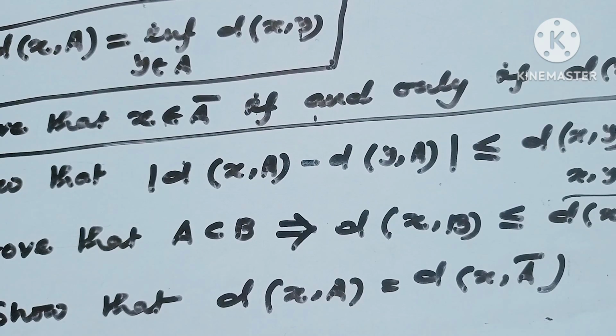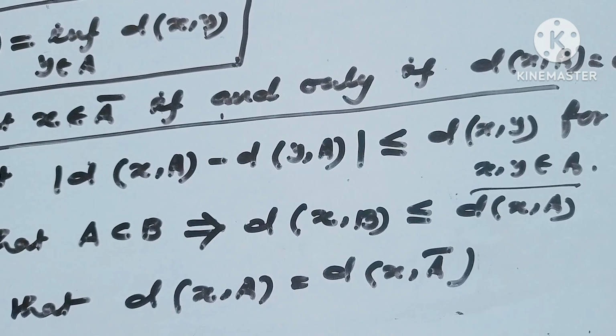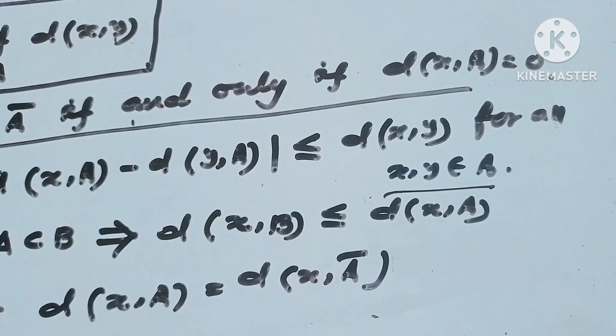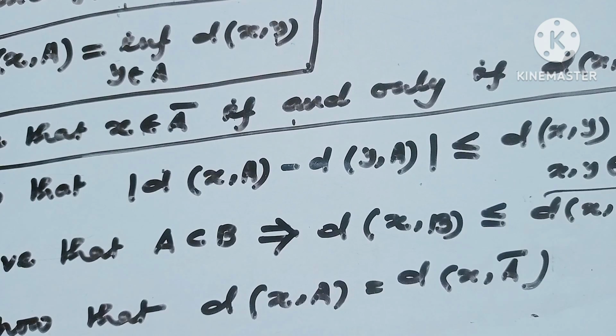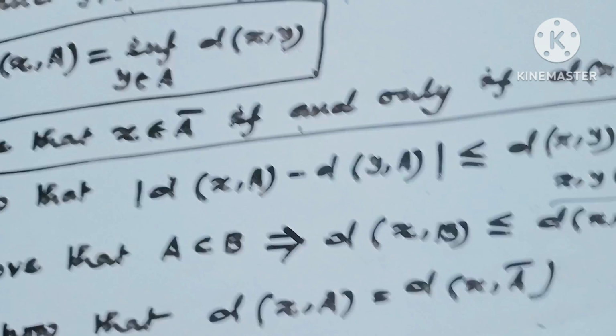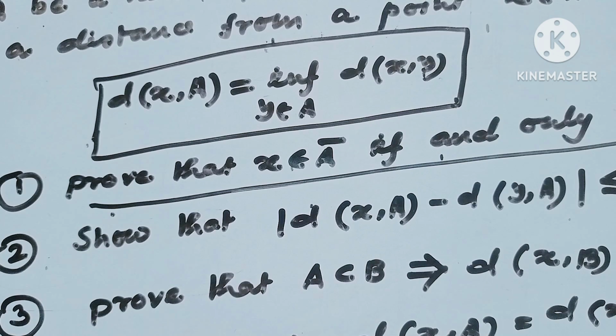Show that the distance between x and the set A minus the distance between y and the set A, the absolute value, is less than or equal to the distance between x and y, for all x, y. This is also a very easy type. Since the distance between x and A means infimum over y belongs to A of d of xy, this is the infimum distance.